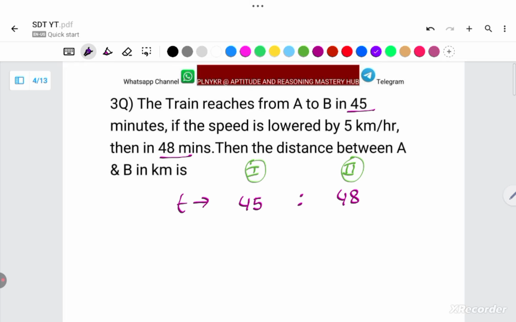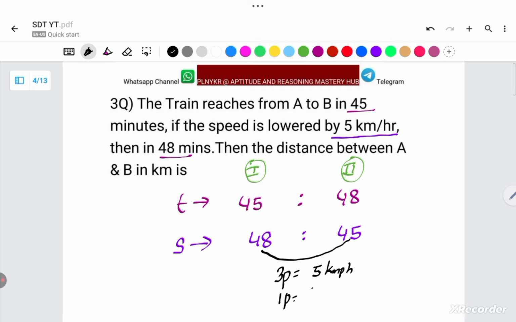Here the distance is the same, so the speeds will be in the inverse ratio of time. Then the speed ratio is 48 is to 45. But in the question he mentioned that the speed is lowered by 5 km per hour. That means the difference between the speeds is given. So in the ratio, the difference between the parts is 48 minus 45, that will be 3 parts, which is given as 5 km per hour. Then 1 part equals 5 by 3 km per hour.